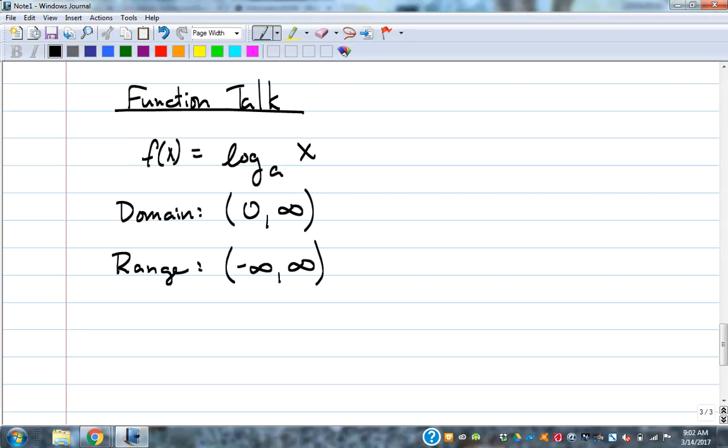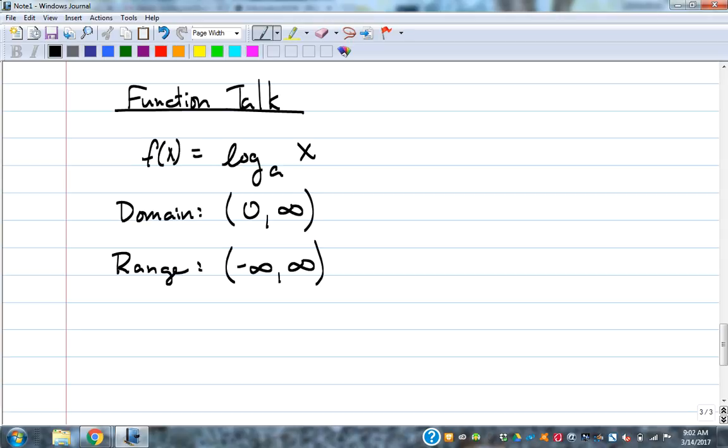The domain of a logarithmic function is 0 to infinity, which means what kind of numbers can we take the log of? All real numbers? No. Positive numbers only. The range is from negative infinity to positive infinity, no matter what the base is. That's the thing I want you to understand here. It doesn't matter what log base we're dealing with. If we're dealing with log base 10, natural log, base 2, it doesn't matter. The rules are still the same.